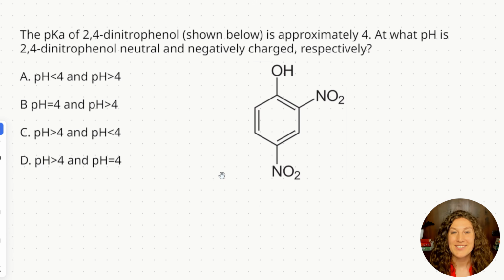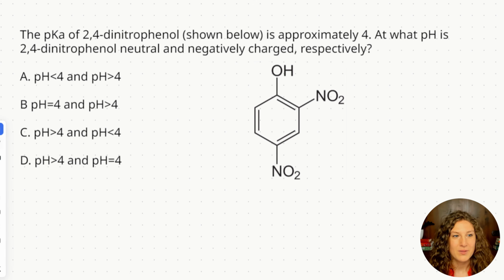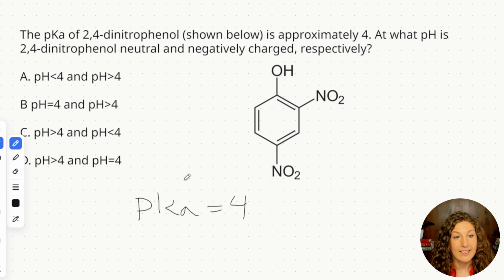Okay, go ahead and pause this video, try this practice question on your own, and then we'll come back and do it together. All right, so this question says, the pKa of 2,4-dinitrophenol, shown below, this is the molecule, is approximately 4. So we have the pKa. At what pH is dinitrophenol neutral and then negatively charged, respectively?